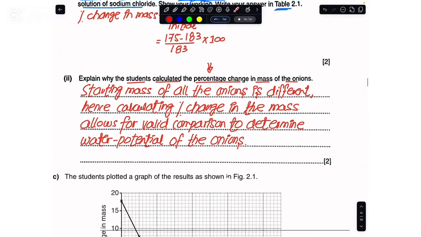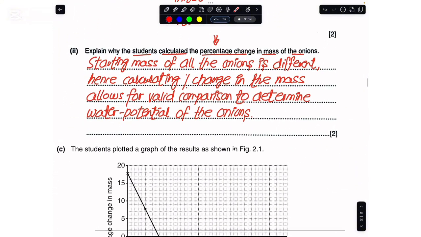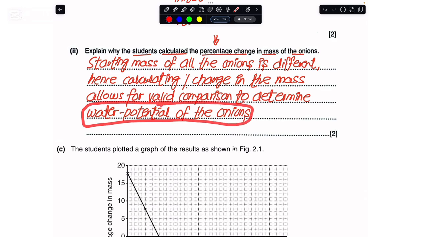If I were to take you to the answer for 2 marks, we would tell our examiner that the starting mass of all the onions was different. So if we calculate the percentage change in mass, this allows for a valid comparison, and that would be helpful in determining what water potential we have for the onion bulbs.